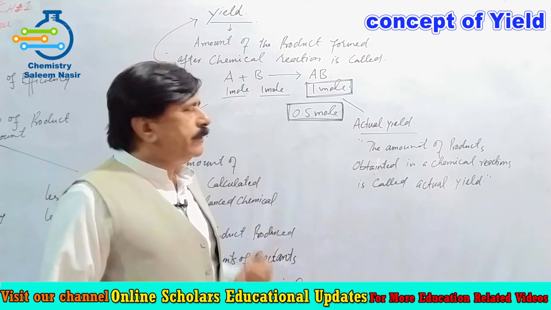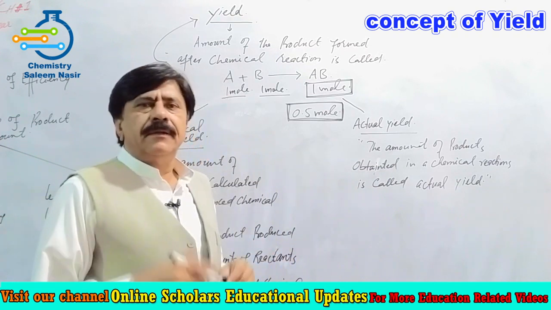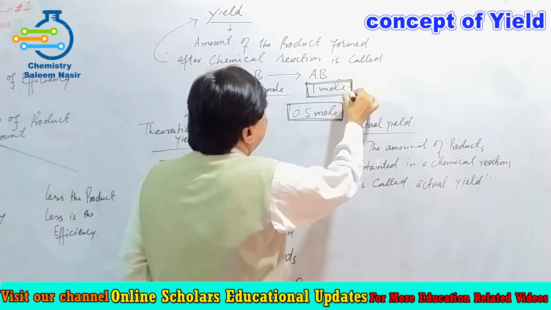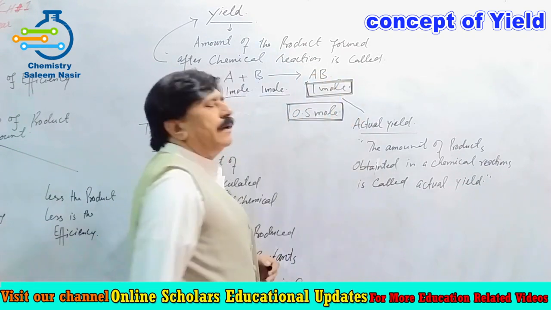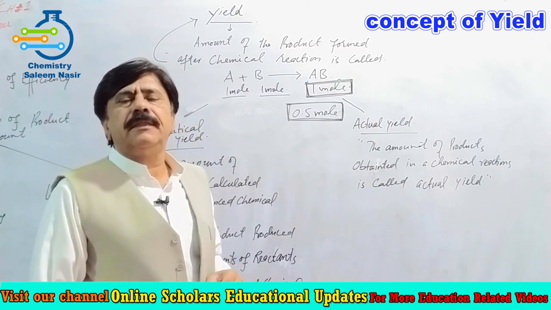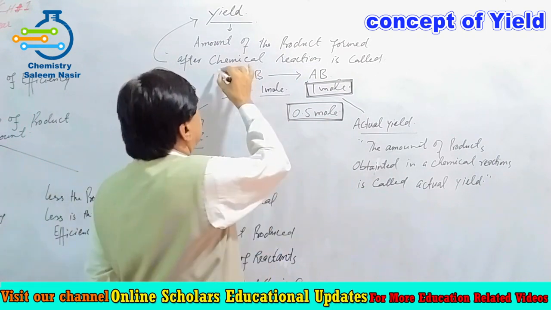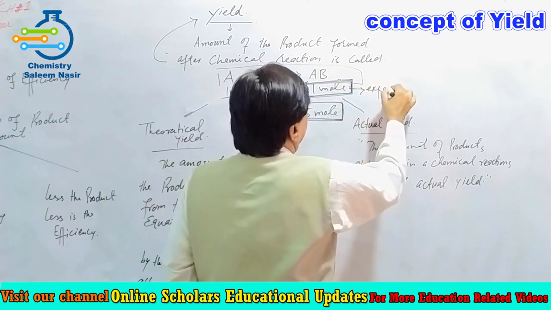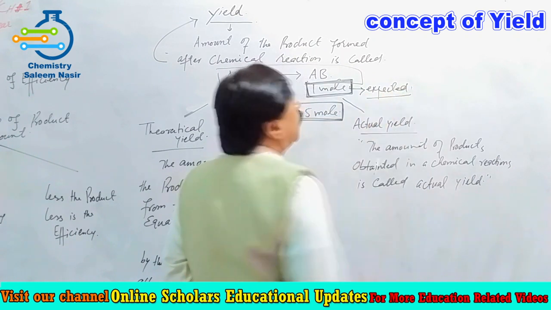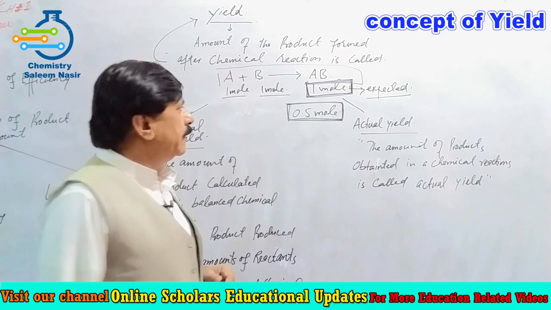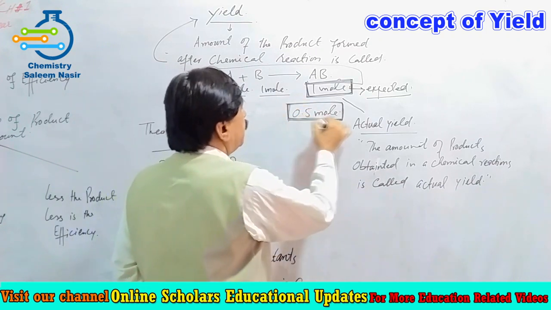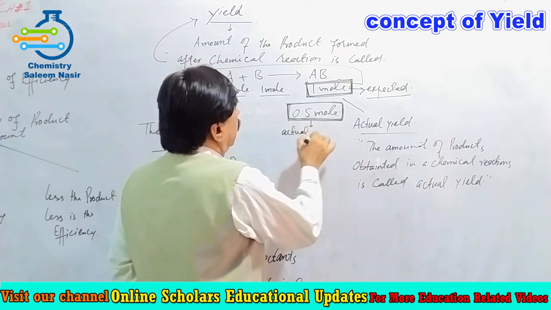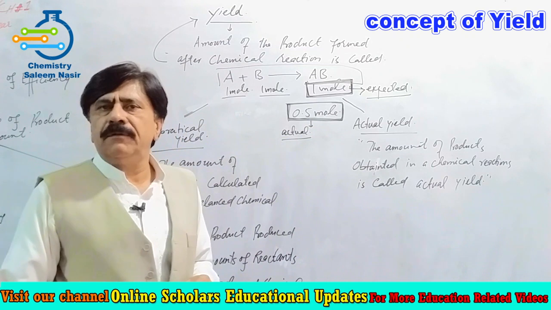The discrimination is done in that way: 1 mole of AB is the calculated amount, the theoretical amount from the balanced chemical equation, and that amount is also called the expected amount of the product. But 0.5 mole is the actual product obtained after the completion of the reaction.